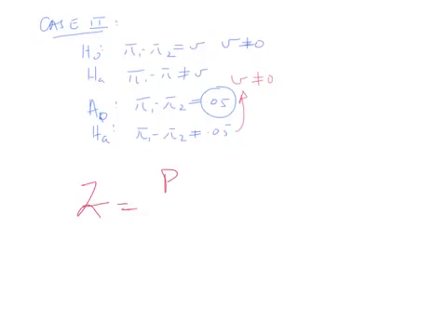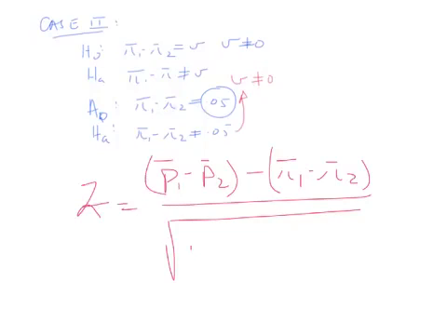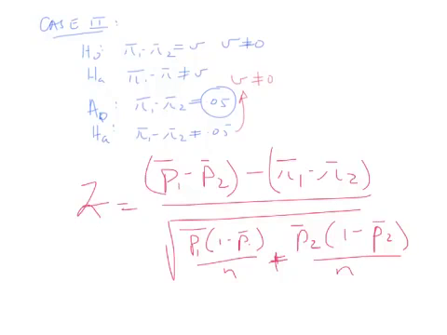Z is equal to p bar 1 minus p bar 2 minus (pi 1 minus pi 2), divided by the square root of p bar 1 (1 minus p bar 1) over n1 plus p bar 2 (1 minus p bar 2) over n2. So that is what it would look like now. Notice the difference is that I'm not using a pooled sample estimator, p bar. I'm just using the actual sample proportions that I obtained. And then the rest of the steps are pretty similar to what we've done in the past.